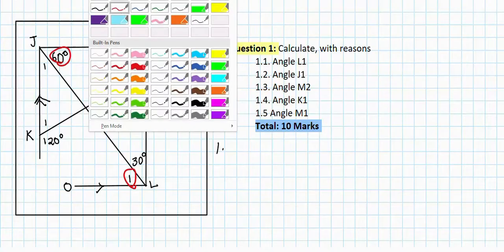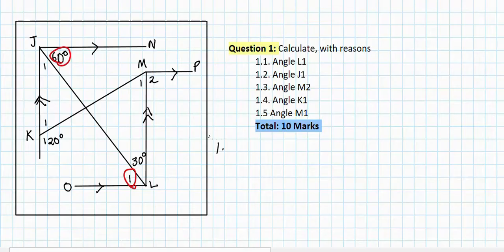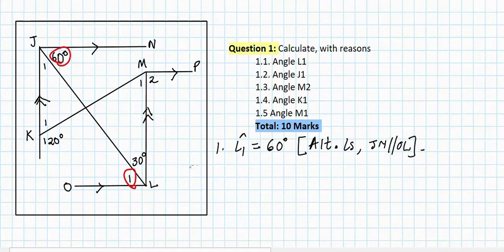Now let me write that one down. Angle L1, you see the angle cap must be there. It's equal to 60 degrees. And then I provide my reason: alternating angles. Then I should always mention my parallel lines. Here I'm going to say JN is parallel to OL. Question number 1 already in the bag.